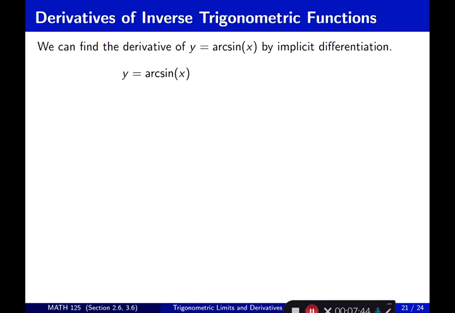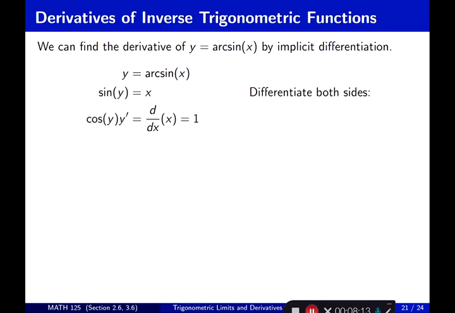What do we mean by implicit differentiation? I don't know how to take the derivative of arcsine, but I know how to take the derivative of sine. So I actually write it as sine of y equal to sine of arcsine of x, which is x. Then from here, I take the derivative, remembering that y is a function of x. So we take the derivative of both sides, and it becomes cosine of y times y prime is equal to the derivative of x, which is 1. Now solve for y prime. You get y prime is 1 over cosine of y.